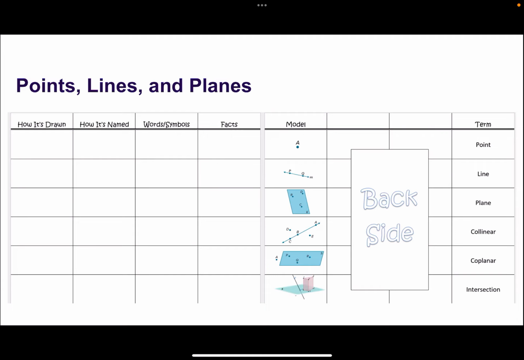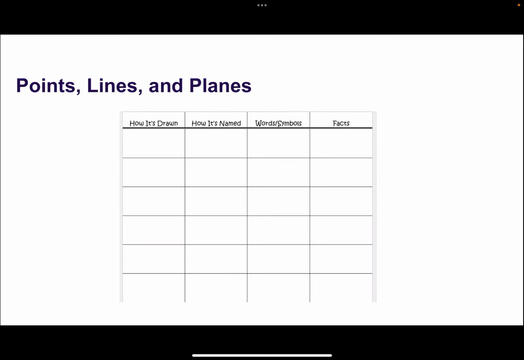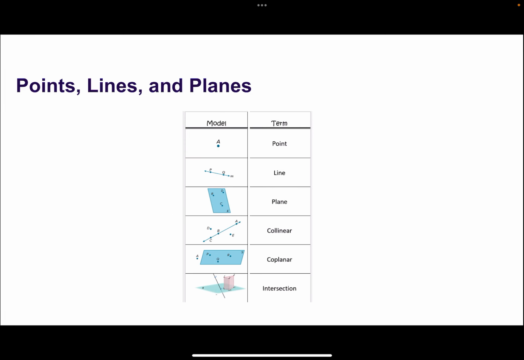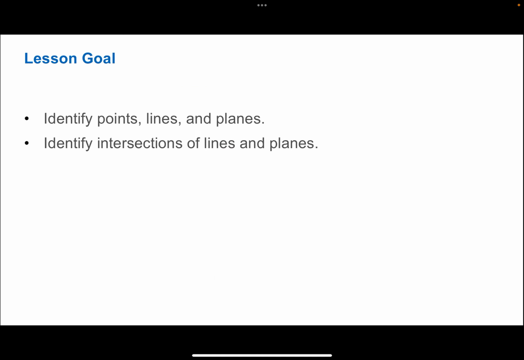Let's talk about points, lines, and planes. You have a foldable, and there's a front side and a back side. The front side has just a grid, and the back side has the word backside. If you lay the back side flat on your desk and you fold to the middle, you will have something that looks like this. So we'll talk about the terms point, line, and plane, and what it means to be collinear, coplanar, and intersection, and then do some problems with these.